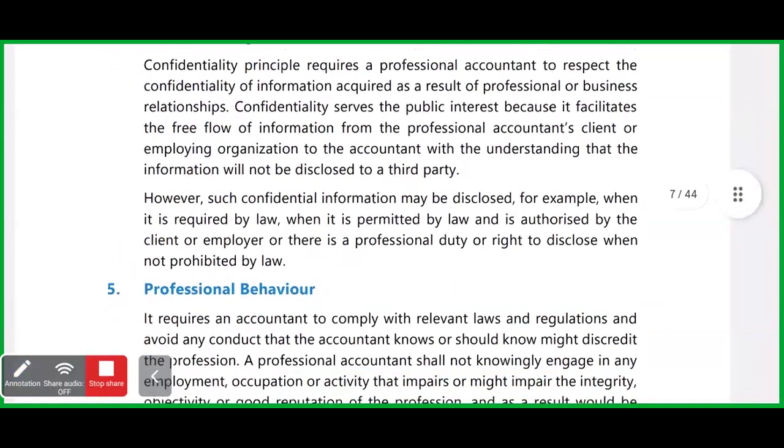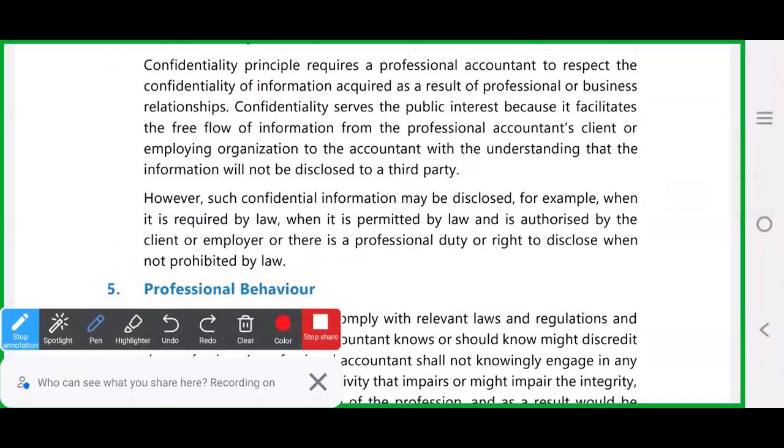Next is confidentiality, very important. Confidentiality is maintaining the information and its confidentiality and not disclosing it to a third party or to a party who is not related to the organization.